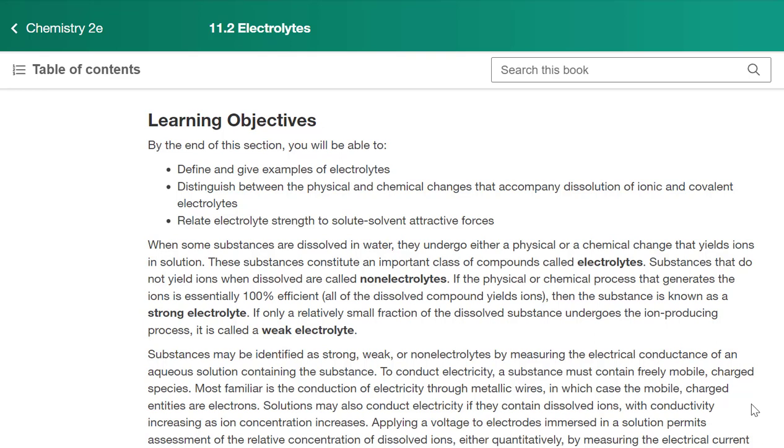If something dissolves in water and does not break apart into ions, then it is called a non-electrolyte. I want to emphasize that both electrolytes and non-electrolytes are dissolving in water. The difference is that the electrolytes are breaking apart, whereas the non-electrolytes are not breaking apart.